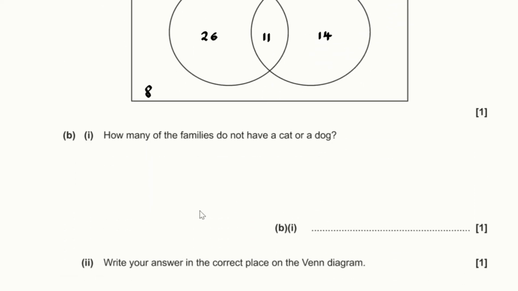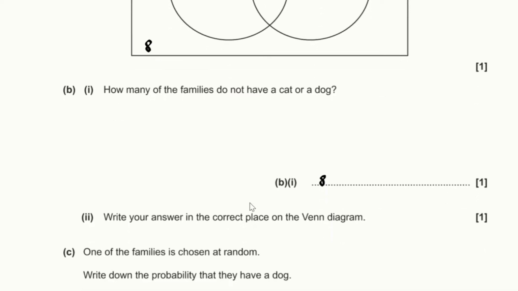So for the next part of part B, we have to find out how many of the families do not have a cat or a dog. Well, that will be 8. And we've already placed that in the Venn diagram.